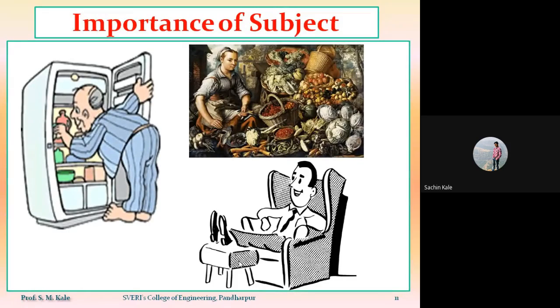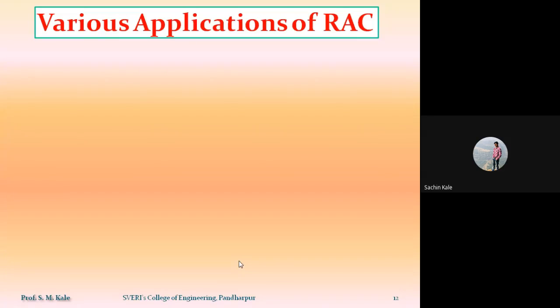So you have to always keep in mind that the subject refrigeration and air conditioning evolved out of the human need of food preservation and human comfort. Out of that, the refrigeration term, the first section, will be utilized for food preservation. The second section, air conditioning, will be for human comfort as well as various industrial processes. Now there are various applications of refrigeration and air conditioning.